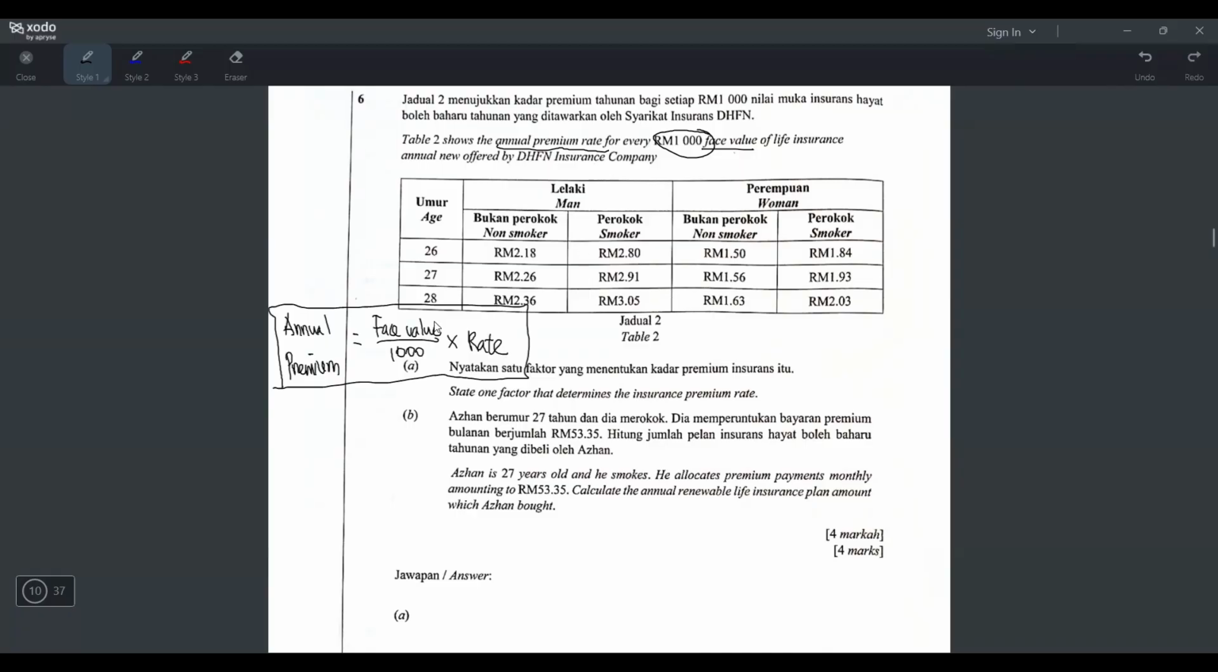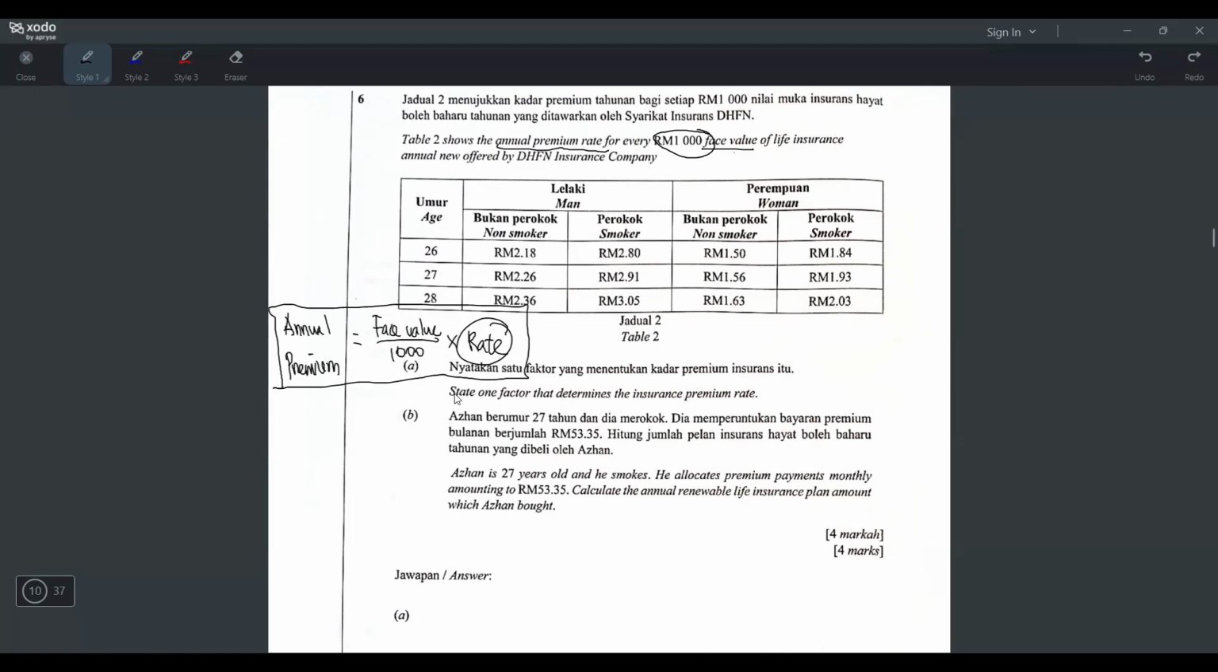The reason we have to divide by 1000 is because this rate is for per 1000 face value. It's only for every 1000. So for the total face value, you have to divide by 1000 first. Then only you can multiply with the rate, and the rate you get from the table. Okay, and that's how you get the annual premium. So this is the formula you need to hafal. You need to remember it if you want to do the life insurance question.